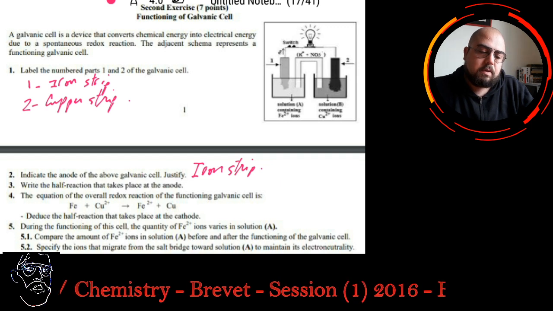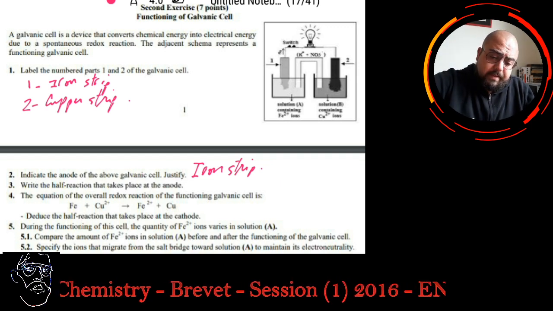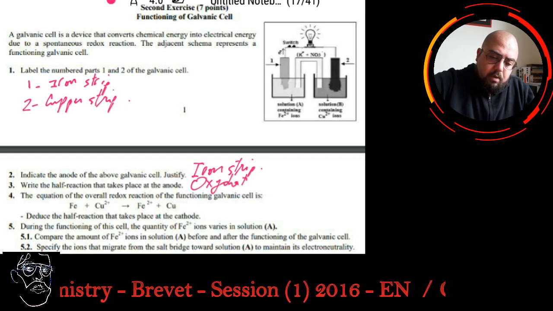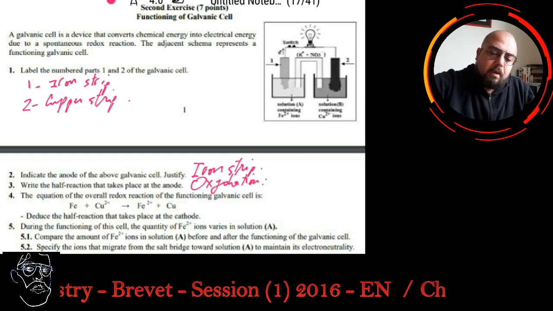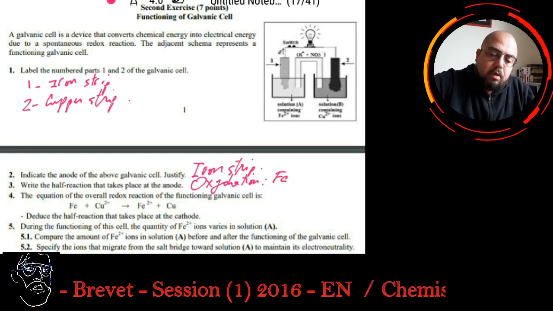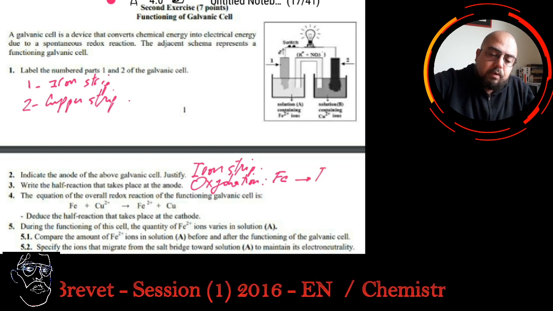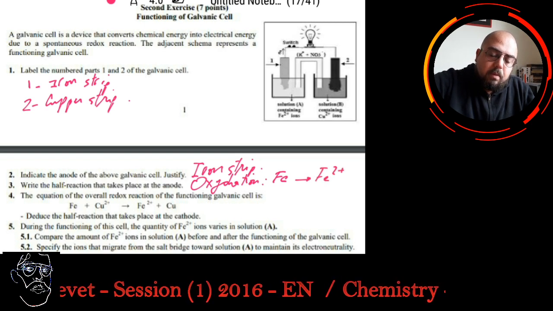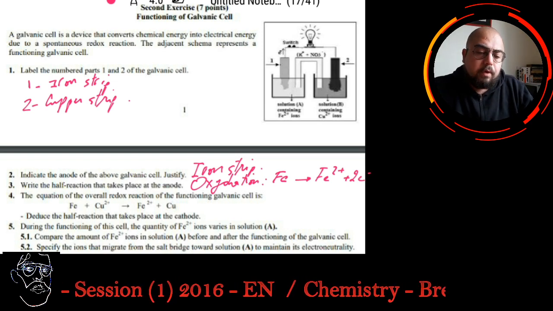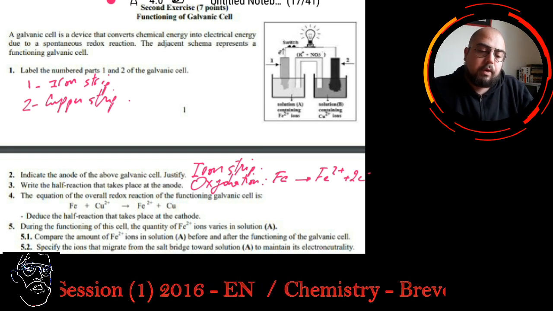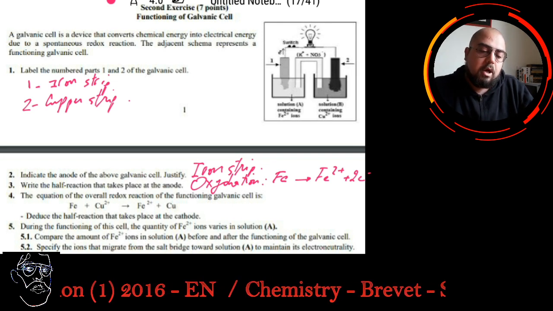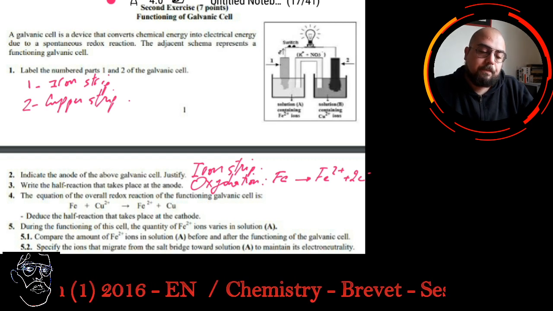Write the half reaction that takes place at the anode. Since it's the anode, we have an oxidation reaction. So this oxidation will be Fe being converted to Fe2+ plus 2 electrons. The equation of the overall redox reaction of the functioning galvanic cell is Fe plus Cu2+, which gives us Fe2+ plus Cu.